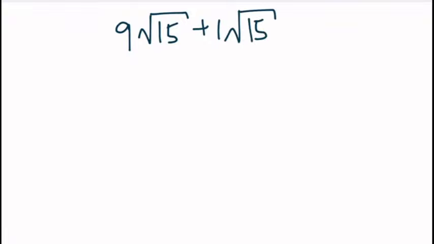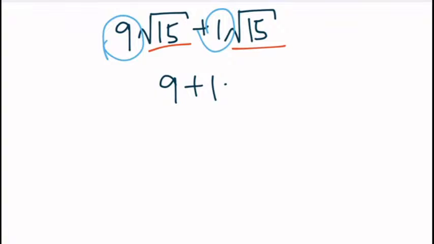Now how about 9 radical 15 plus 1 radical 15? So 15 isn't a prime number, but it's also not divisible by any perfect squares, because 4 doesn't go into 15, or like 9 doesn't go into 15, so it's at its simplest form. So since it's consistent on both sides, we just focus on the coefficients. And so we do 9 plus 1, which is 10. And then we add in the radical at the end, so it's going to be 10 times radical 15, and that's your final answer.